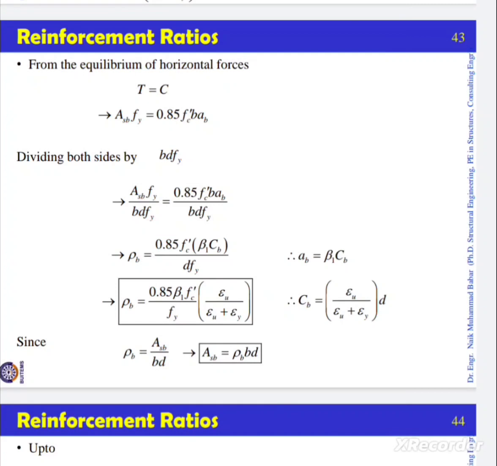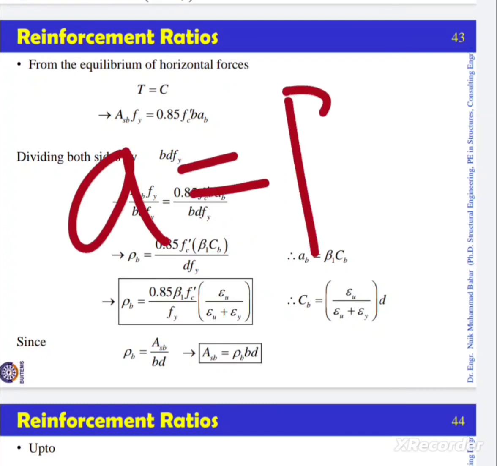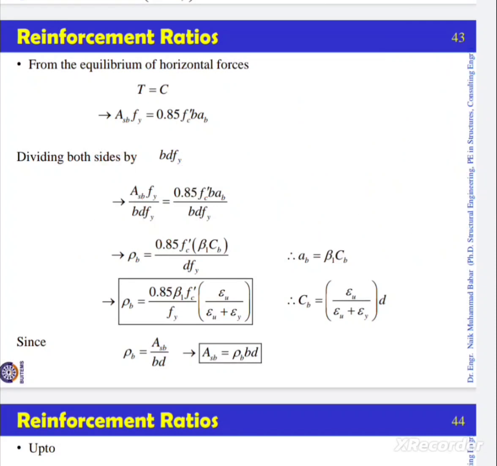So 0.85 remains the same, f'c. And now b and b will be cancelled. So one thing remains, a. What is a? a is the depth of the compression block, and we also know that a will be equal to beta times cb. This is a basic formula: a, the depth of the compression block, is equal to beta times the distance cb. What is this? This is the distance from the upper fiber to the neutral axis. So in place of a, we put this value, beta 1 cb.